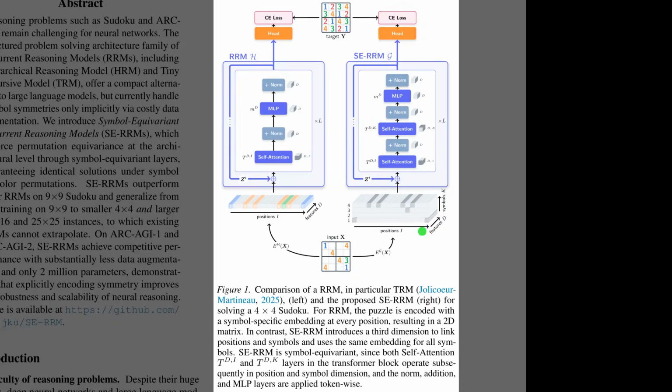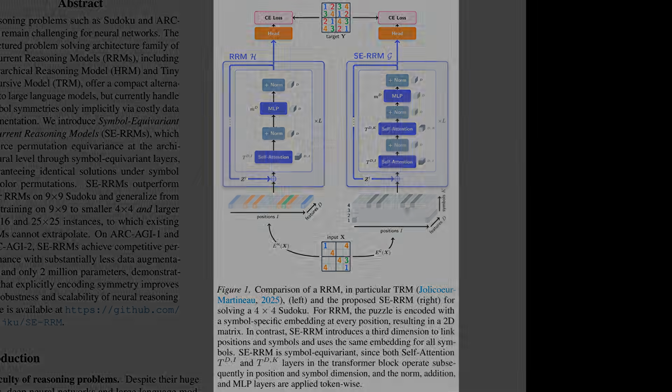To understand the core innovation, Figure 1 compares the standard recurrent reasoning model on the left with the new symbol equivariant version on the right. In the standard approach, the puzzle is flattened into a two-dimensional matrix where specific numbers are baked directly into the features. By contrast, the new model on the right introduces a crucial third dimension for symbols, creating a 3D tensor. Inside the recurrent block, it applies attention first across positions and then across symbols, which guarantees that the logic remains consistent regardless of which specific numbers appear in the puzzle.